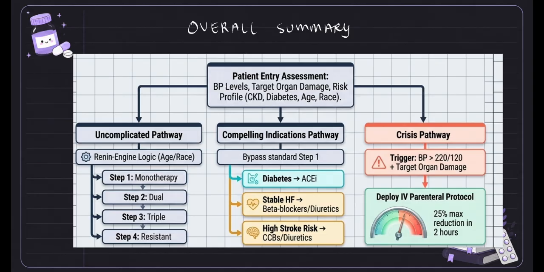So when does strictly chasing a specific number begin to compromise the person? When does aggressive treatment suddenly threaten delicate thresholds, like placental blood flow for an expectant mother, or ischemic risk during a sudden emergency? The true mastery of this clinical protocol isn't just memorizing the steps. It lies in knowing exactly when to push forward and exactly when to hold back.